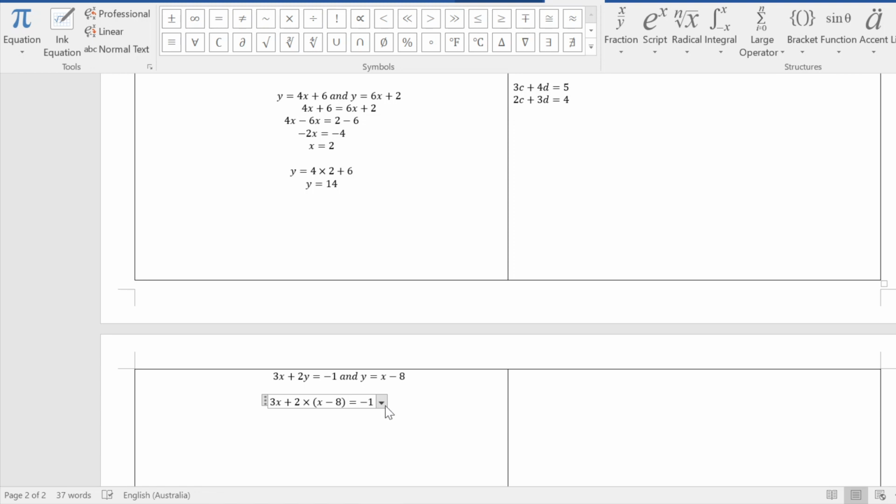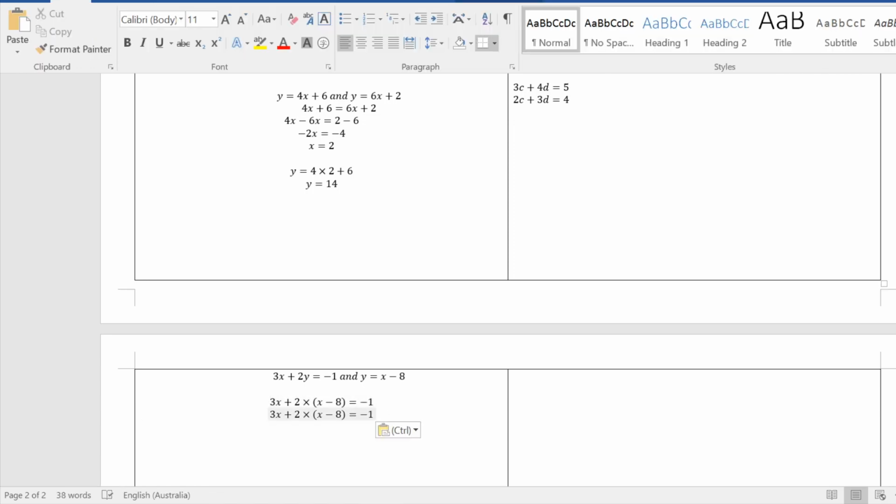From there, we expand this bracket out. We should be getting pretty good at this by now. So that's going to be 2 times x, which is just 2x. 2 times negative 8 is negative 16. So that's that top bracket expanded out. 2 times x is 2x. 2 times negative 8 is negative 16. And that's all equal to negative 1.